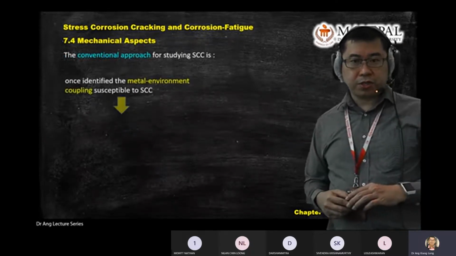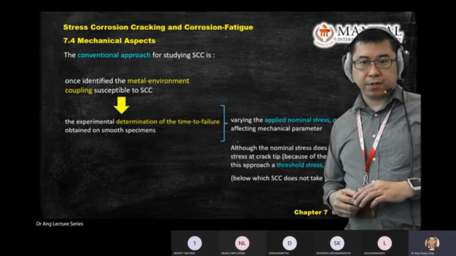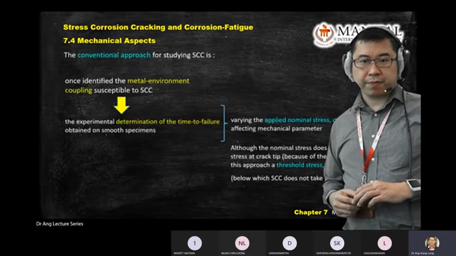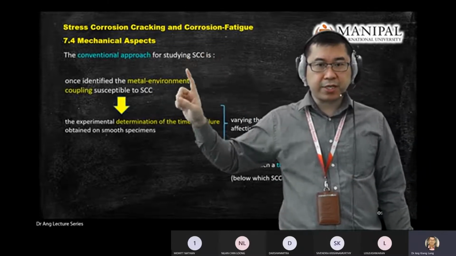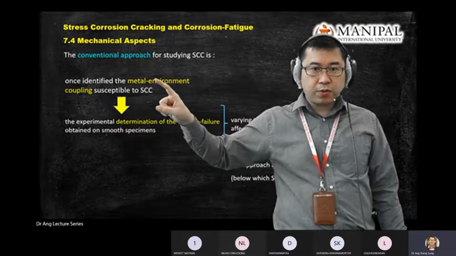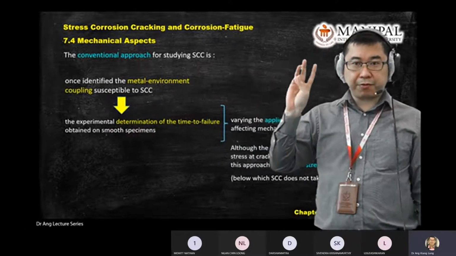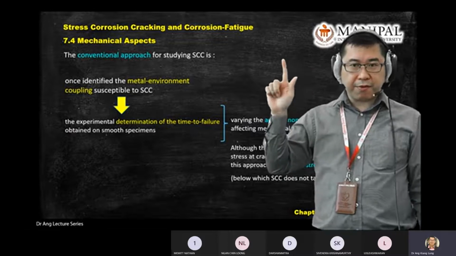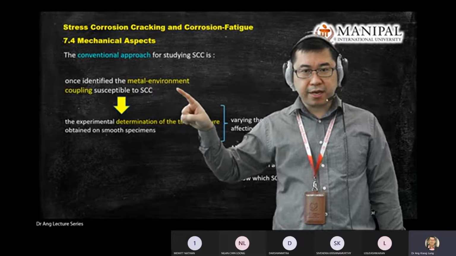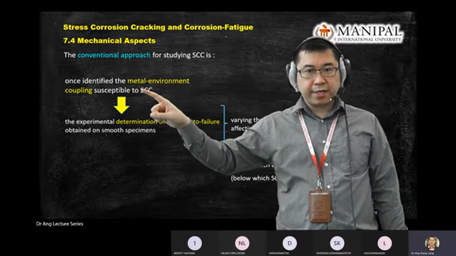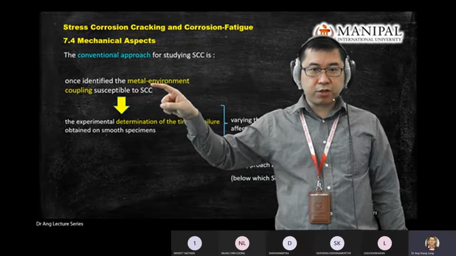Conventional approach, let me give you all. So the conventional approach when you're studying SCC is to identify the environment. Still remember the Venn diagram, you have three elements: metal, environment, and stress. So you identify the environment that might contribute to the SCC.